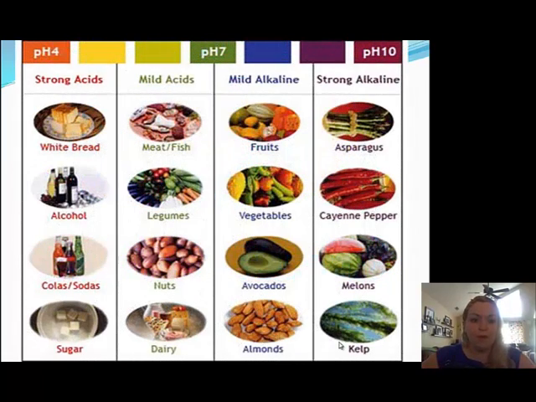Okay, here's another image just showing foods and things that you might eat on a regular basis, showing if something is acidic or basic. And you can find all of this information on the internet if you're interested in finding out the exact pH of soda or a certain type of fruit. It's very easily found online.